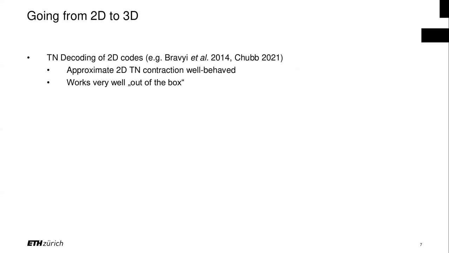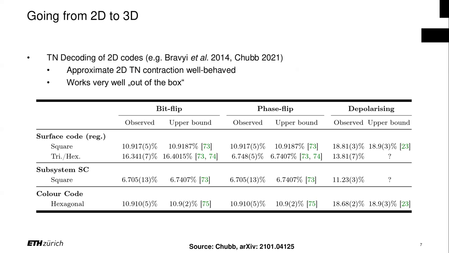And again, as I mentioned before, if you just take standard techniques for approximately contracting the tensor network, it works amazingly well out of the box. Here I took a table from Chris's paper, and you see that for various 2D codes, surface codes and color codes, and different noise models, the threshold he got with his tensor network decoder was essentially the optimal threshold up to numerical accuracy. So 10.917 versus 10.918. It works amazingly well. It gives you essentially the optimal decoder, it would seem.